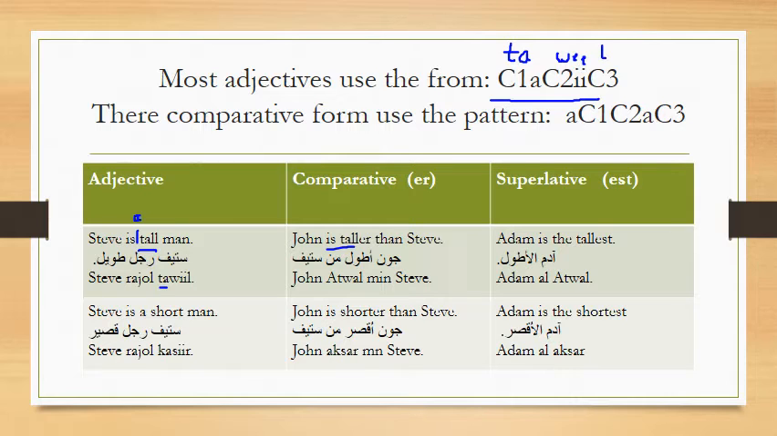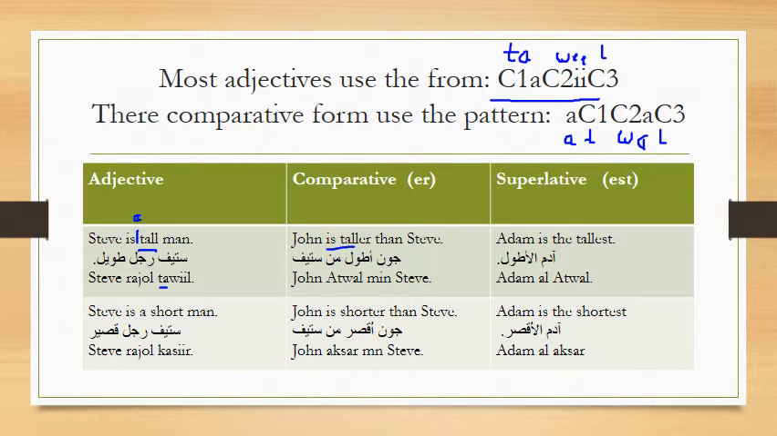The comparative form, we use this pattern. We start with A, then we take the T, then we take the W plus A, then we take the L. It becomes John أطول من Steve. So taller becomes أطول according to this scenario. So John أطول then is من Steve.